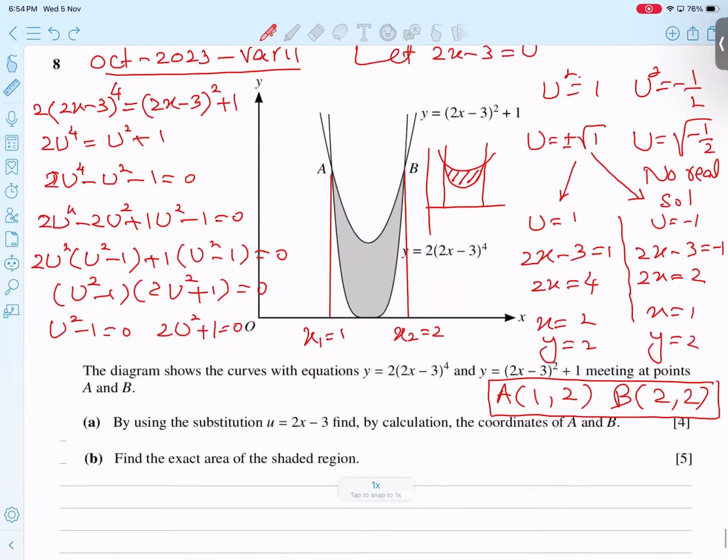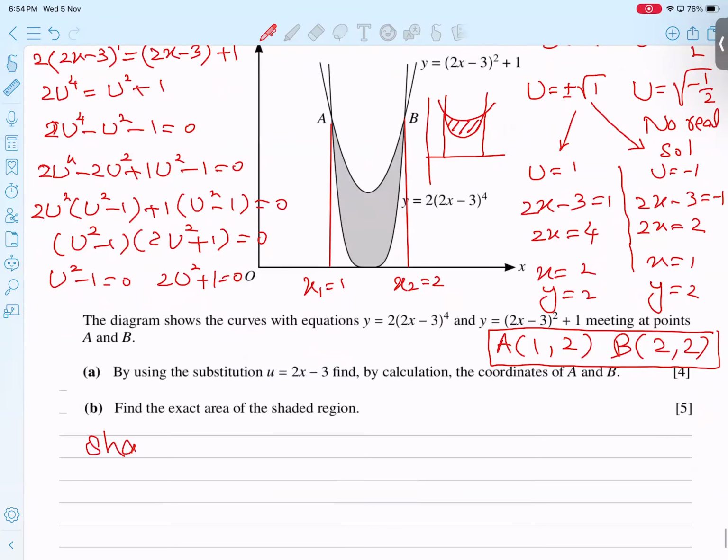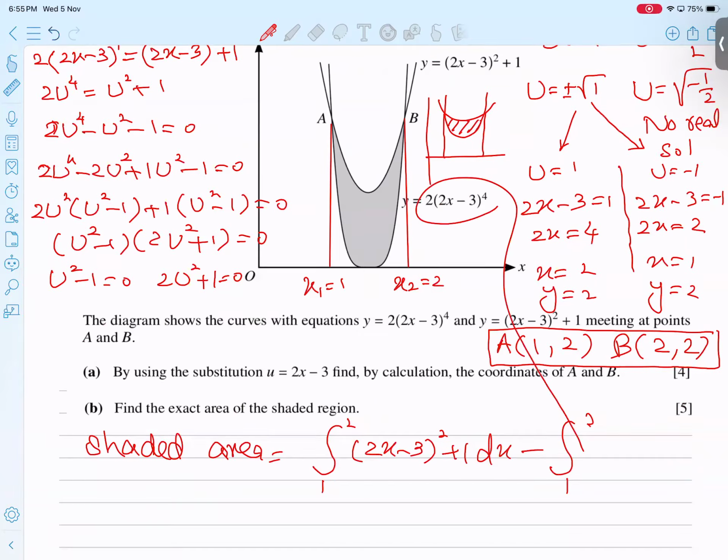So let's start. How to get the shaded area? The lower limit is 1 and the upper limit is 2. The upper curve we have is, sorry, one minute, let me check. Yes, this is the upper curve, so you have to be careful about it. So it is the integral of (2x minus 3) whole squared plus 1 dx, minus the lower curve, which is this one: 2 times (2x minus 3) to the power 4 dx.